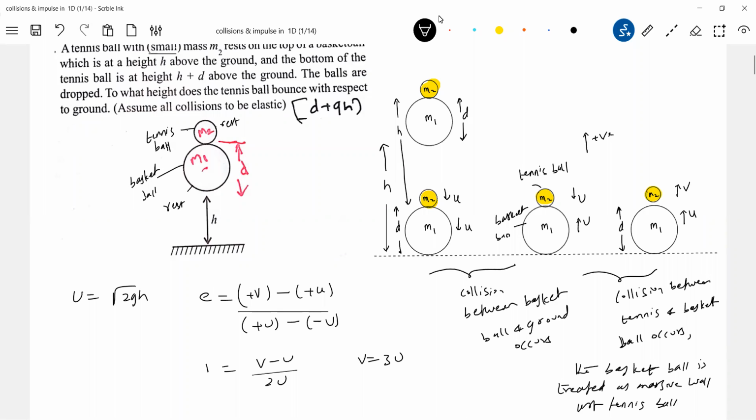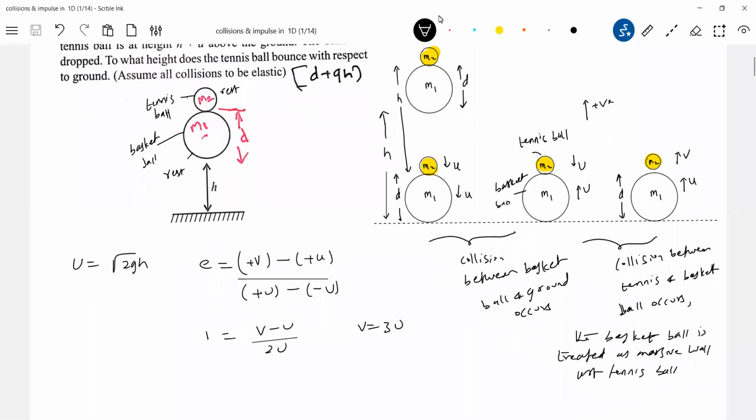So to what height further does it rise? So he's asking how to calculate that. H max is equal to D plus V square by 2G. Why D plus? Because at what height is the tennis ball just after impact with the basketball? At height D from the ground. So D plus V square by 2G.